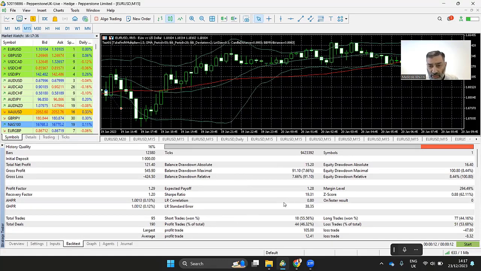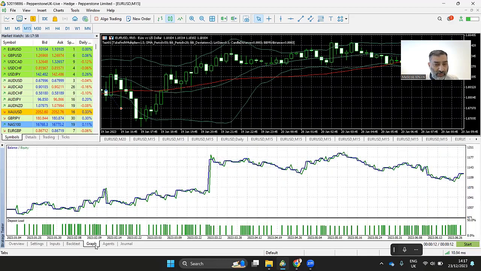And the correlation. And the other thing you might want to look at is the drawdown. Equity drawdown was 16%. That could be small for some people; for other people, it could be very high. But that drawdown is actually from the top price, the maximum profit, to the minimum equity when it went down. So if you click on the graph, it's a similar graph that we've seen before.